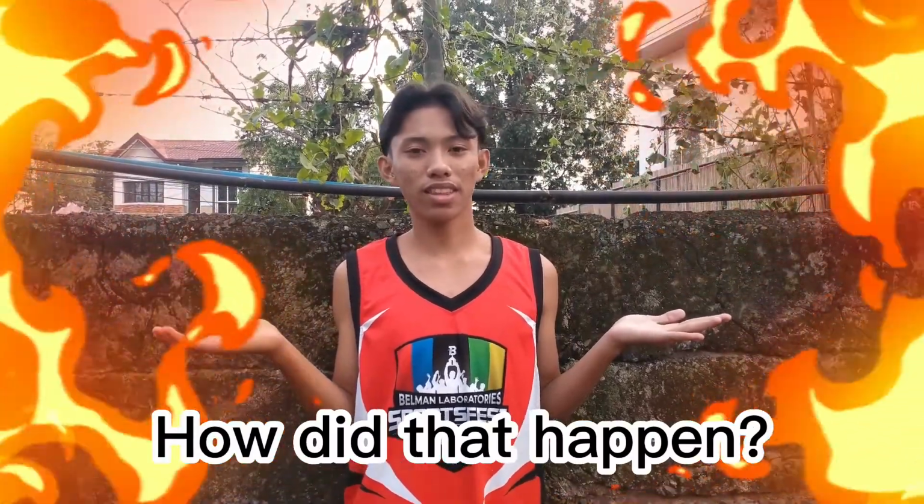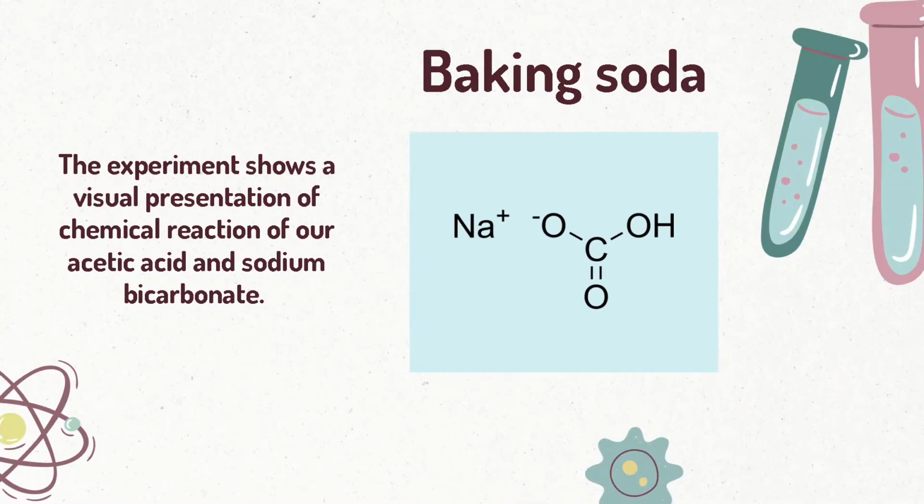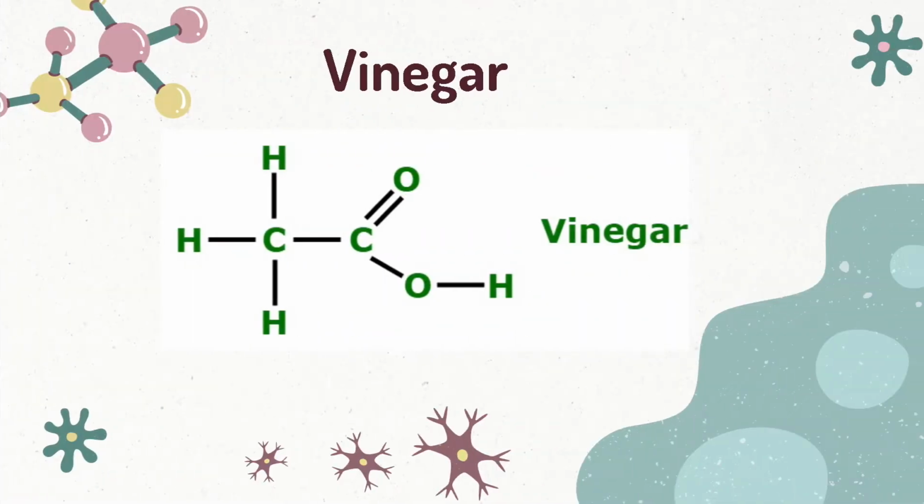How did that happen? The experiment shows a visual presentation of the chemical reaction of acetic acid and sodium bicarbonate. Baking soda is sodium bicarbonate. Each molecule of baking soda contains a sodium atom, a hydrogen atom, an oxygen atom, and a carbon dioxide molecule. Vinegar contains acetic acid, each molecule of which contains a hydrogen atom and an acetate ion.